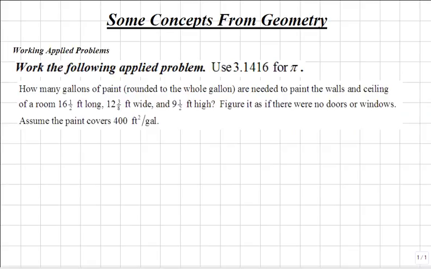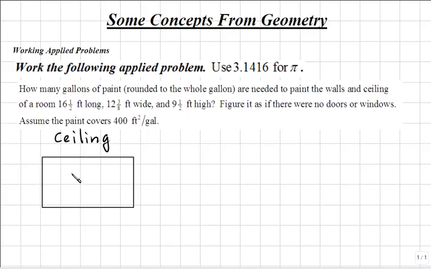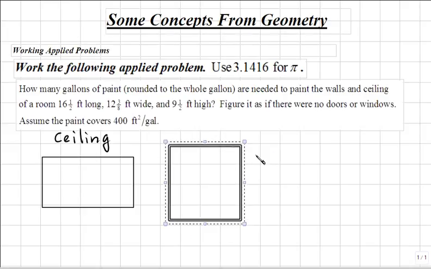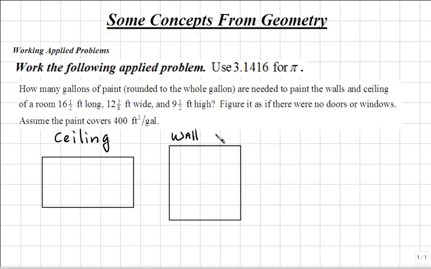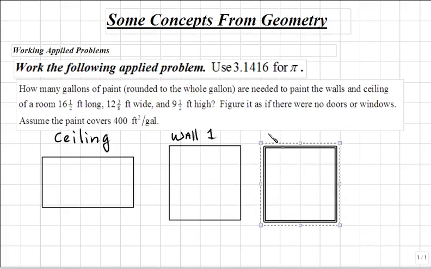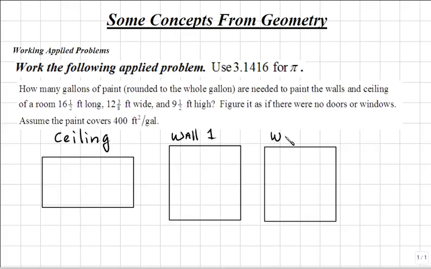So to find how many gallons of paint, let's figure out the square footage of this room. To find the square footage, we'll see that we need to find the square area of both the ceiling and the four walls. So consider this rectangle to be the ceiling. We'll also need a rectangle representing two pairs of walls that are across from each other. So if this is, say, wall number 1, the wall across from this will also be the same size and shape. So this will also be the wall across from it, or our third wall.